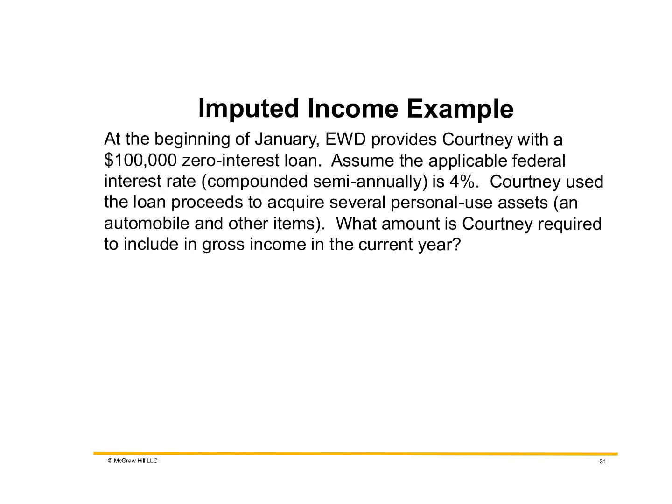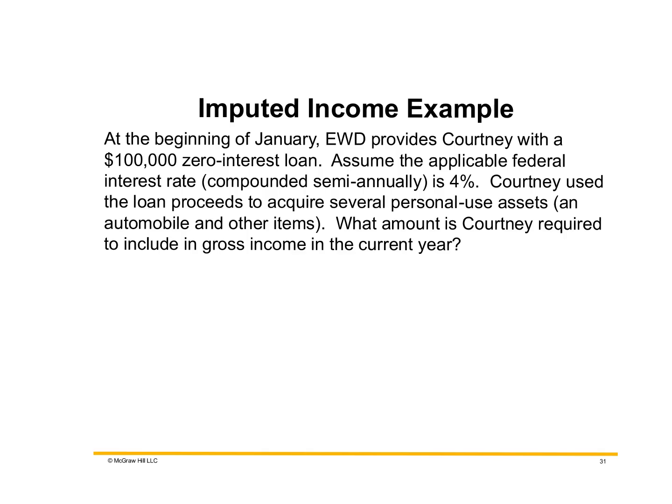All right, let's look at an example related to imputed income. At the beginning of January, EWD provides Courtney with a $100,000 zero interest loan. Assume the applicable federal interest rate, compounded semi-annually, is 4%. Courtney used the loan proceeds to acquire several personal use assets, an automobile and other things. What amount is Courtney required to include in gross income in the current year?